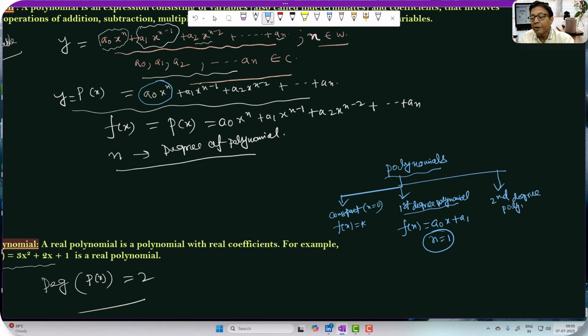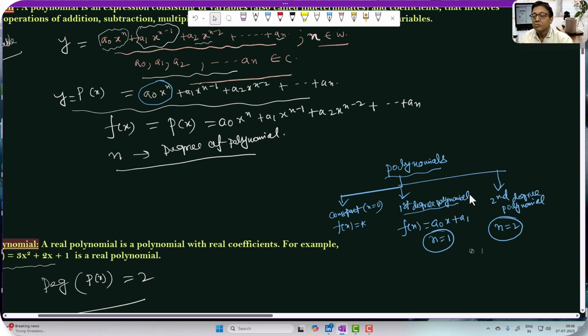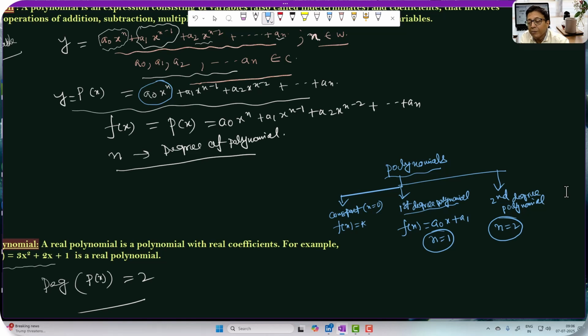Second degree polynomial will be for n equal to 2. Third degree polynomial, n equal to 3. If you write the example of a second degree polynomial, it will be f(x) equal to ax² + bx + c. Okay, this is a quadratic polynomial.